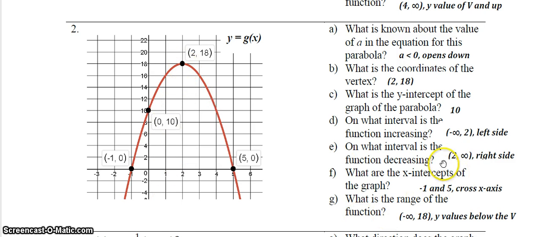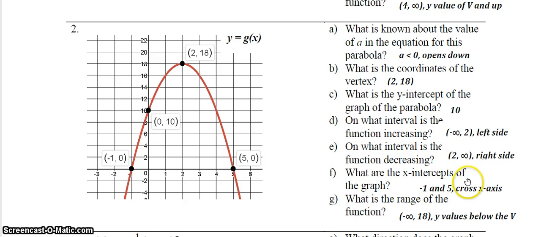And where is this function decreasing? From 2 to the right. So again, from 2 to the right, we're decreasing. So 2 to far, far, far right, infinity.